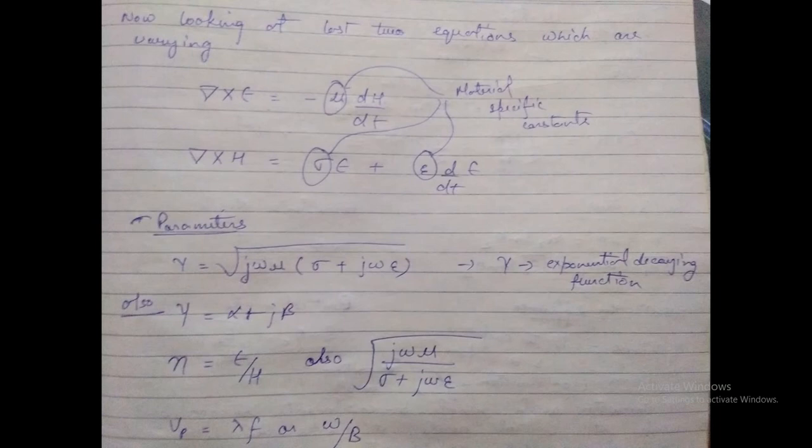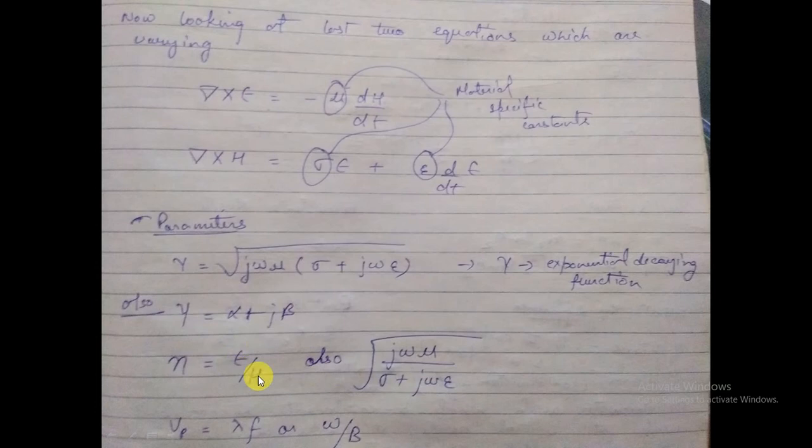For a lossless medium, sigma is equal to 0, then we will be left with only j omega mu and epsilon. So j omega can be taken out, and like that. So every medium can be defined by these two or three formulas, the first is this, the second is this, and sorry, again we forgot to discuss the eta.